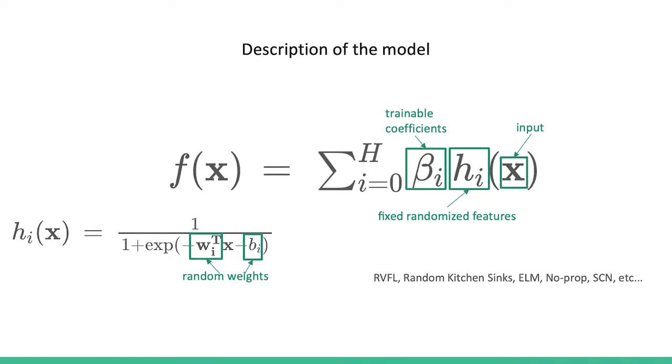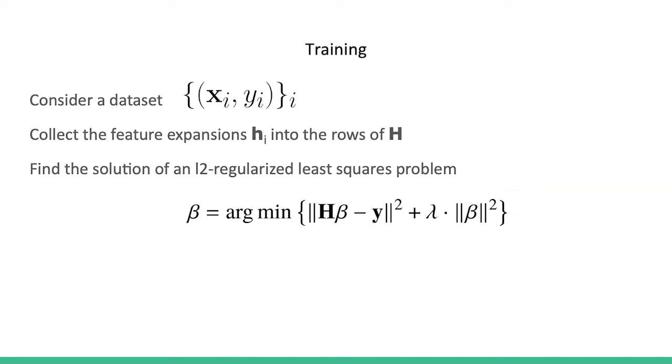The essential thing all of these models have in common is that the inner projection is randomized and the outer projection is learned. Learning is quite easy because it becomes a simple linear regression in the output layer. Consider a data set of couples xi, yi. You collect the feature expansions hi into the rows of a matrix, big H, and then you can find the solution of the L2 regularized least squares problem. The problem is to find the argument that minimizes this quantity. A very simple way to do that is ridge regression, where you introduce this Tikhonov regularizer lambda in the equation. So very simple, and really amenable to a lot of nice properties like optimal federation, etc.